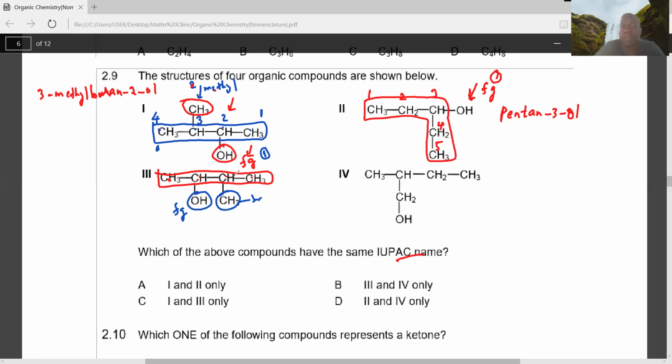How do we number? We number the carbon atoms starting from the nearest functional group, which means we need to start from left to right: 1, 2, 3, 4. We give priority to the functional group over the branch first, unless we are dealing with alkanes. So what would be the name for this? Where is our branch? Our branch is at carbon number 3. So this will be 3-methyl.